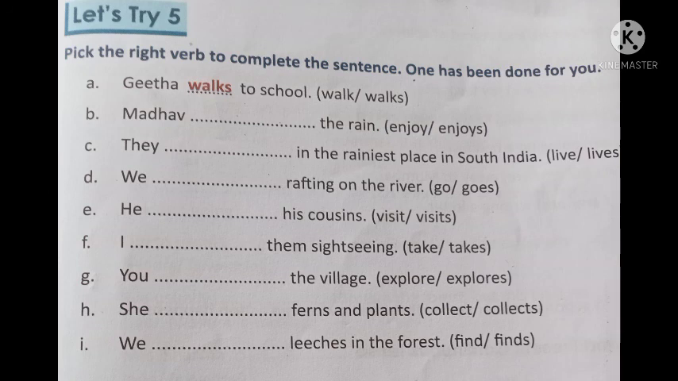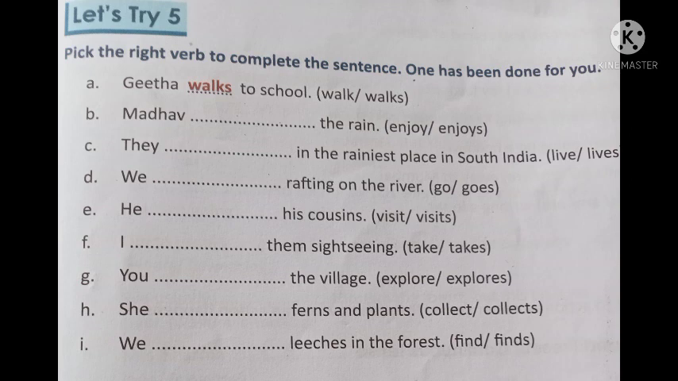Fill it fast. The next one is he dash his cousins. The options are visit and visits. Yes, cross check your table. When we have subjective pronoun like he, she, it, then we use verb with s or es form. Now we will do the next one.